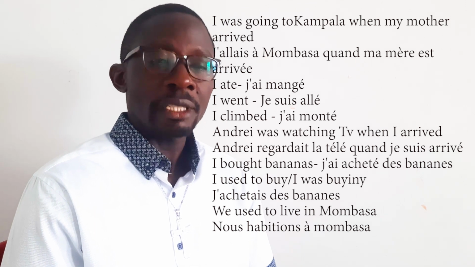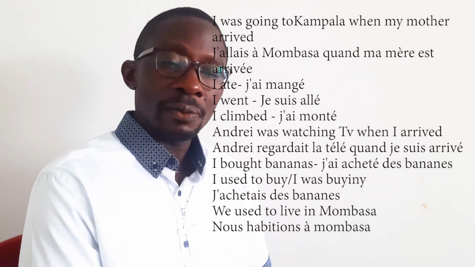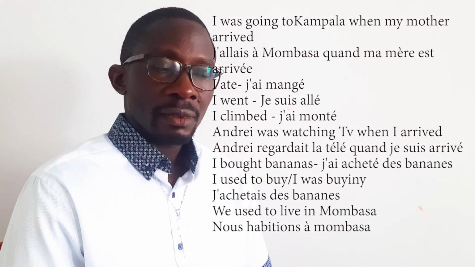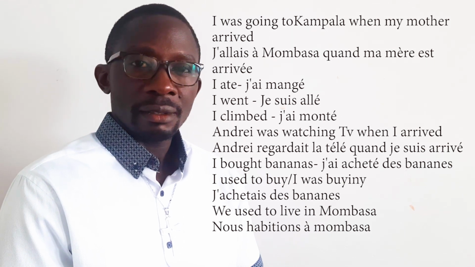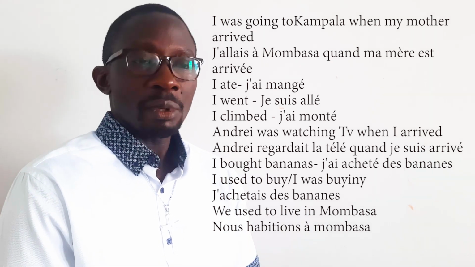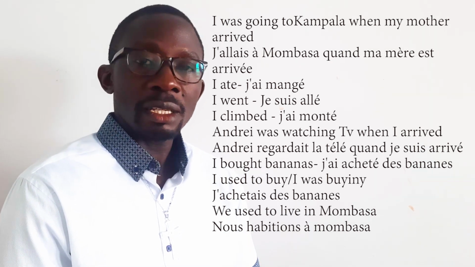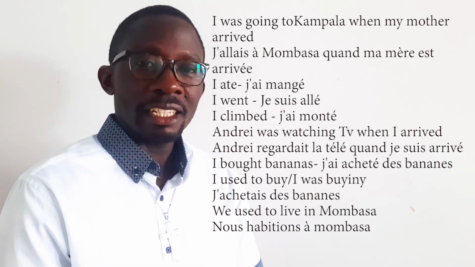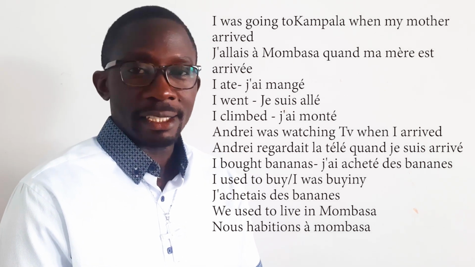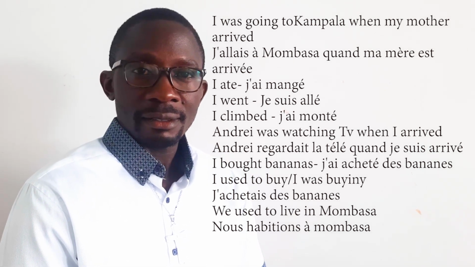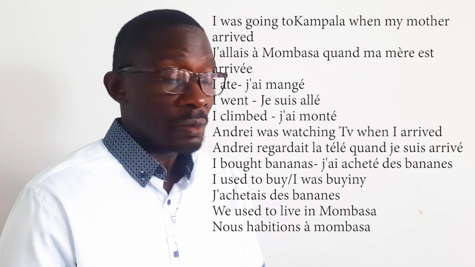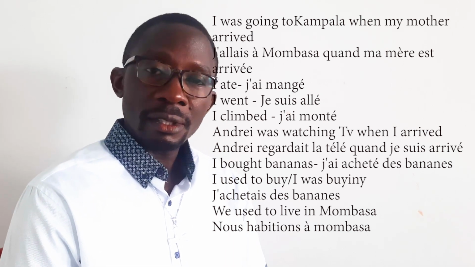I want to give you some examples just to help you to understand the difference between these two tenses. I bought bananas. Perfect. Because it's perfect, we're using passé composé. J'ai acheté des bananes. I bought bananas. I was buying bananas. Or I used to buy bananas.